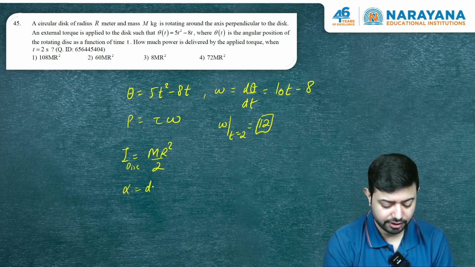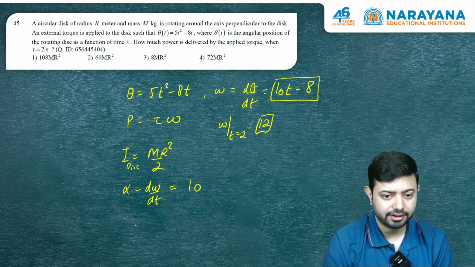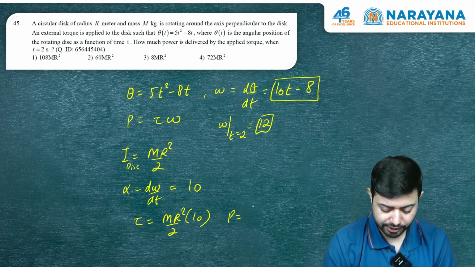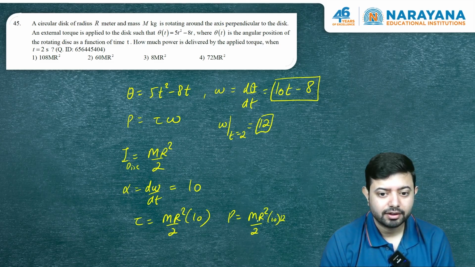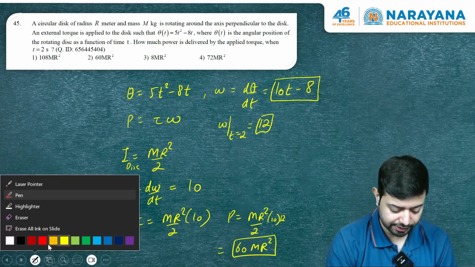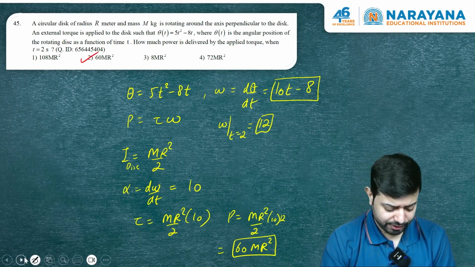What about alpha? d omega by dt. How much is d omega by dt? It is going to be 10. So, what is the torque? Torque is m r square by 2 into 10. So, what should be the power? The power will be tau dot omega. Omega is 12. Now you simplify it. 60 m r square should be the power applied. So, which option is matching? Second option. I hope it's clear, right?